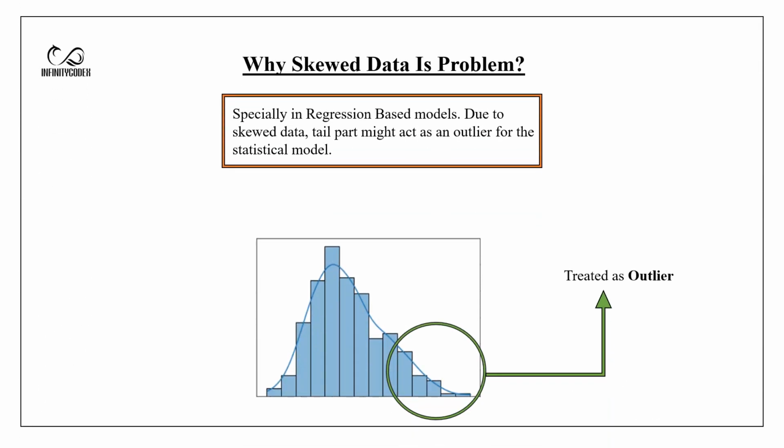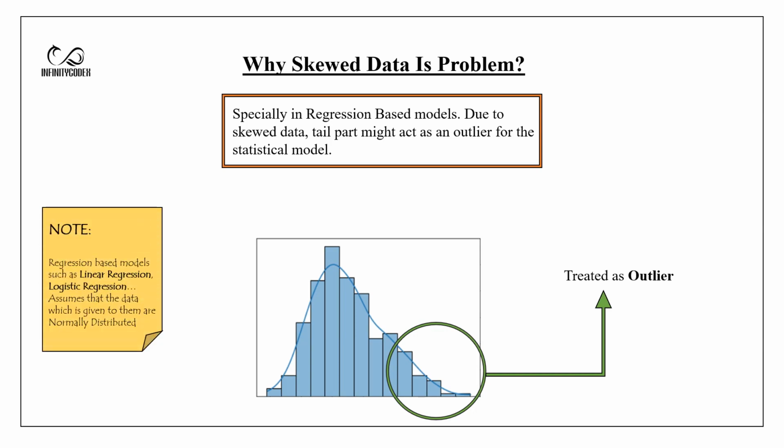So, as we saw the types of skewness and the relationship of mean, median and mode with the skewed data, why is the skewed data a problem? Specifically, in regression-based models, due to skewed data, the tail part might act as an outlier. Note, regression-based models such as linear regression, logistic regression, etc. assume that the data which is given to them is normally distributed.